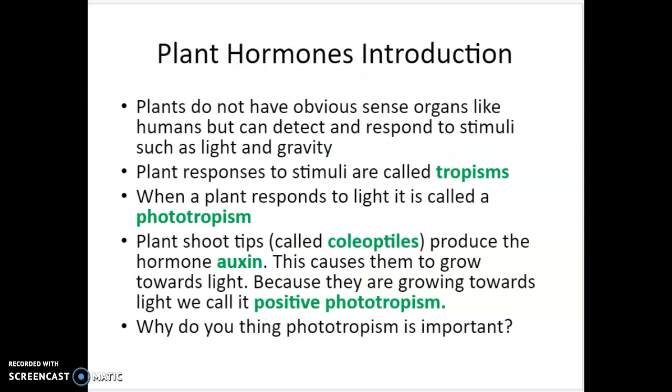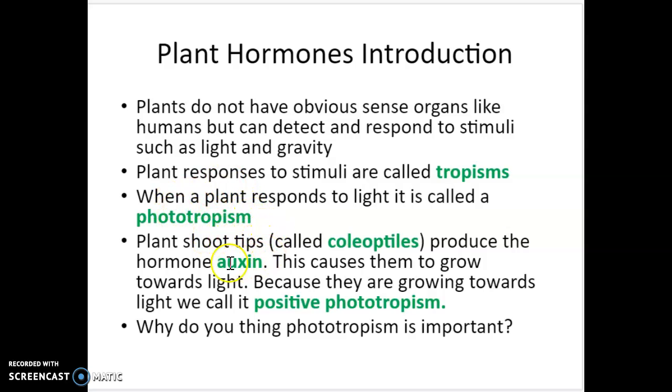Okay, so hopefully you've watched that. You may want to press pause and then come back if you haven't already. But I'm just going to go through basically the plant hormones. Plants don't have sense organs like we do, but they can detect things like light and gravity, and we call those responses to stimuli tropisms. When a plant responds to light, it's called phototropism. Remember, photo from photosynthesis was light. Tropism is a response, so it's a light response.